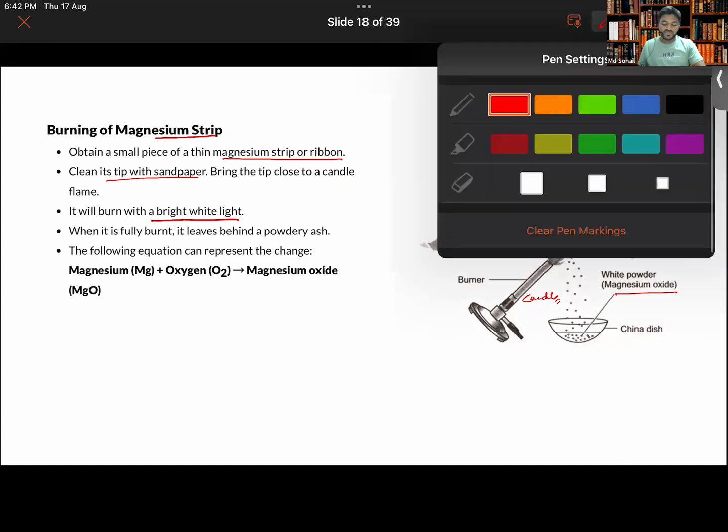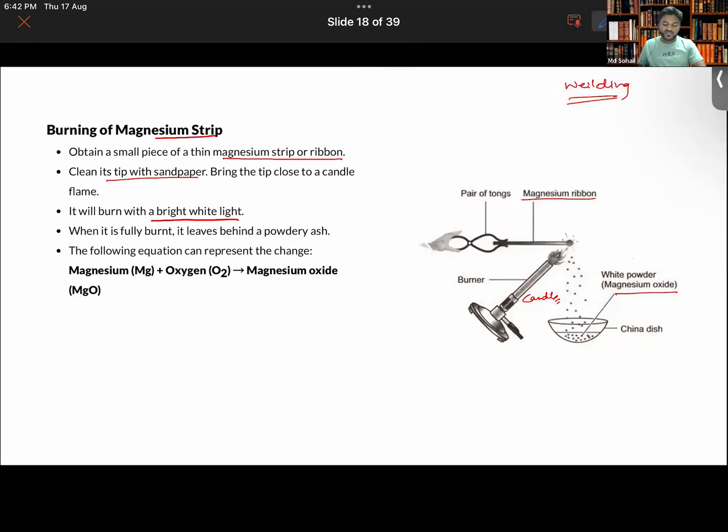So guys, first tell me, what is this magnesium ribbon made up of? Obviously magnesium.